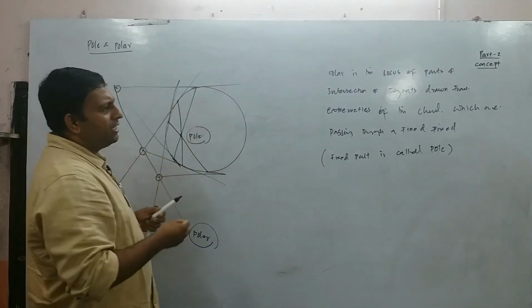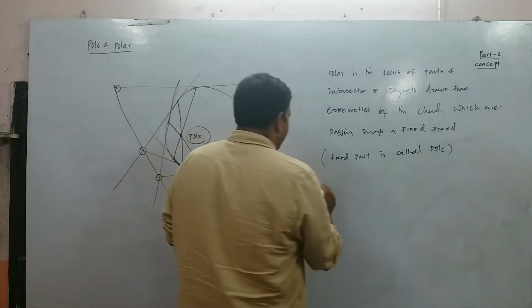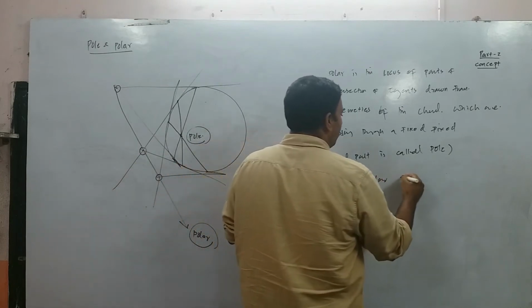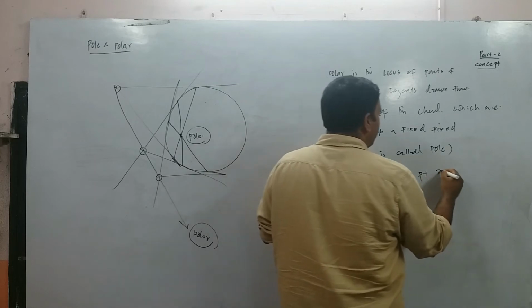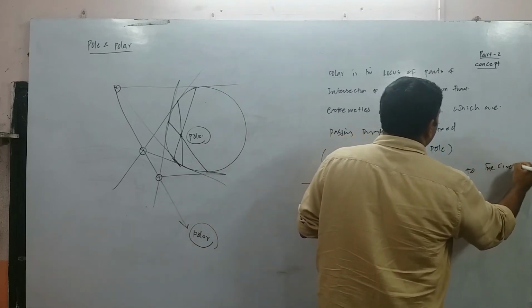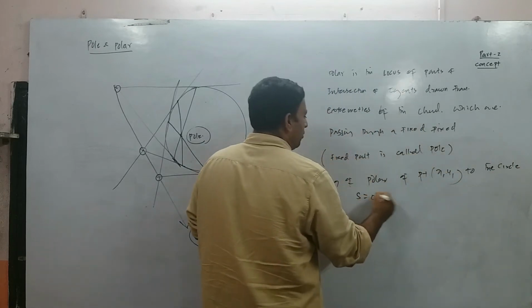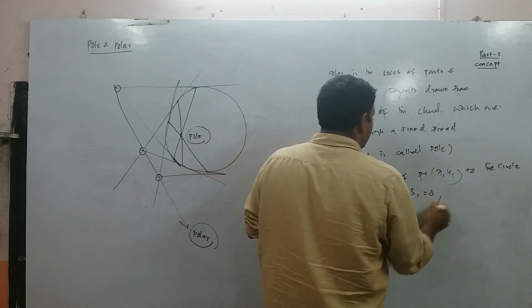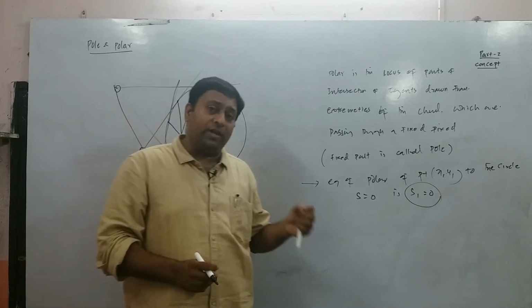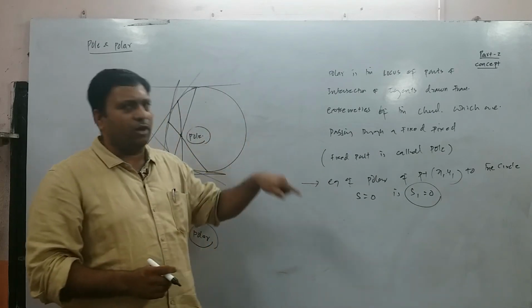Now I am interested in the formula. What is the formula? The equation of the polar of point (x1, y1) to the circle S = 0 is S1 = 0. Did I not tell you? Chord of contact equation is S1 = 0, equation of tangent is S1 = 0, equation of polar is also S1 = 0.